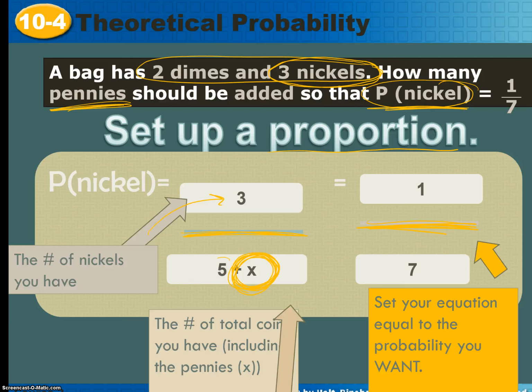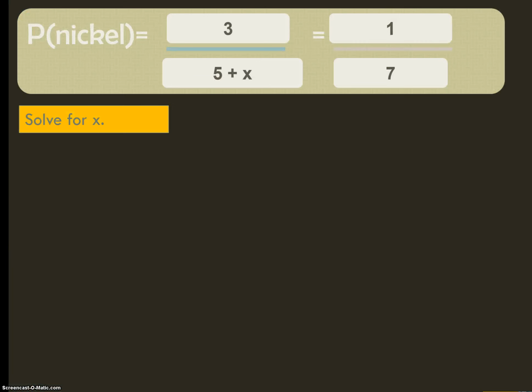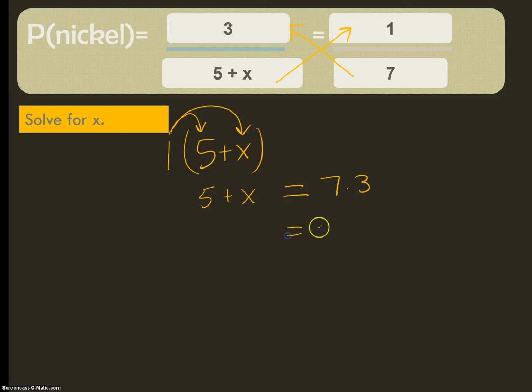To solve a proportion, I use cross products. It's like a squiggle problem. So I'm going to do it on this page here. I do 5 plus x multiplied by 1. Well, you could use the distributive property if you remember how to do that. 1 times 5 is 5. 1 times x is x. Or you know that 1 times anything is itself, equal to the other side, 7 times 3. And 7 times 3 is equal to 21.